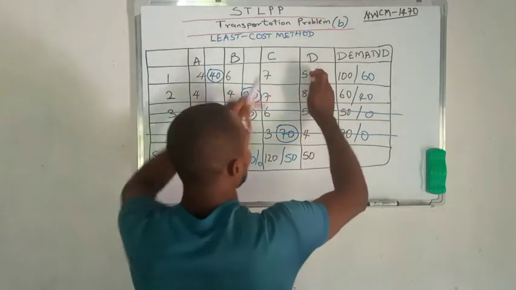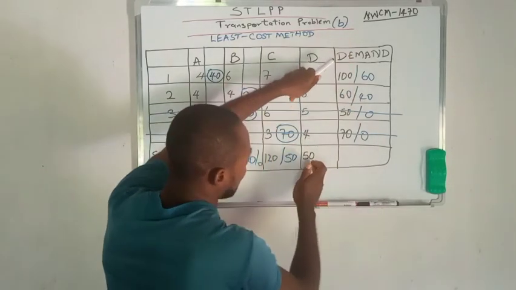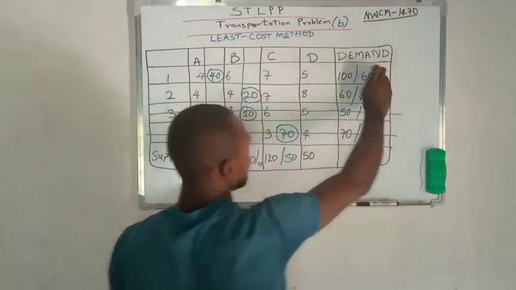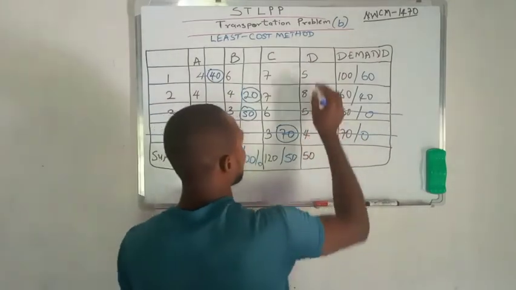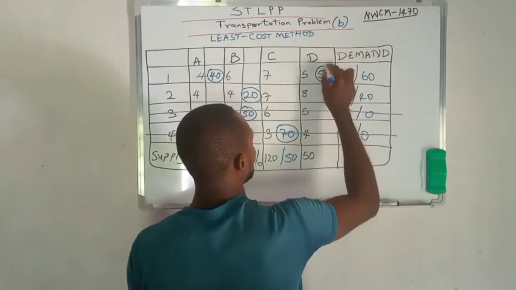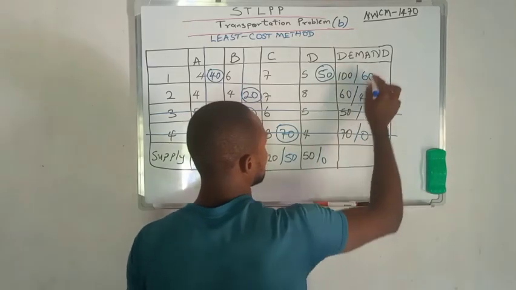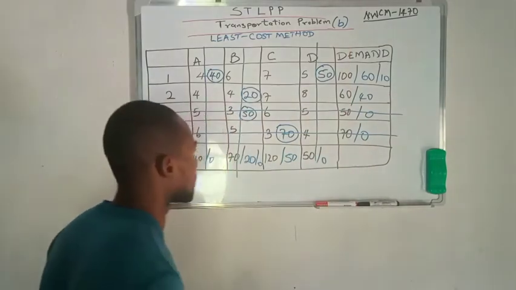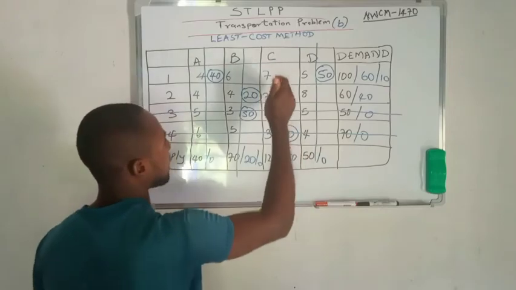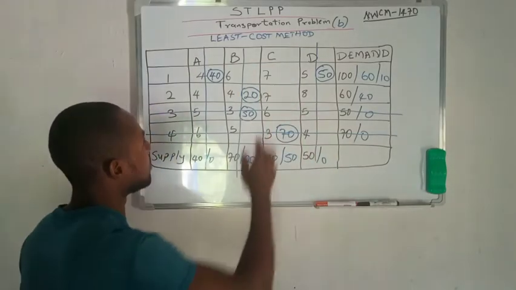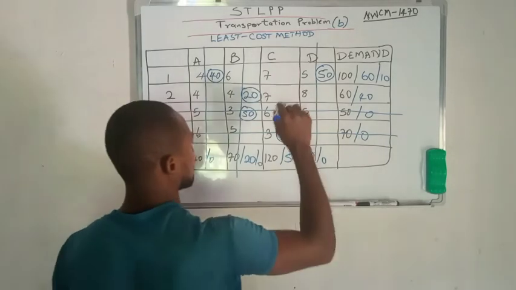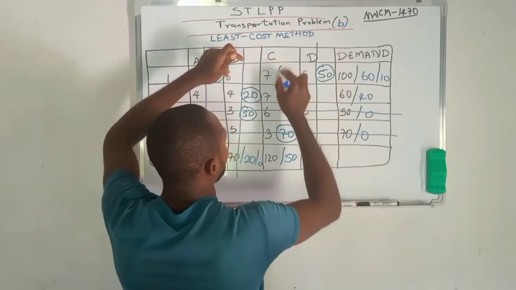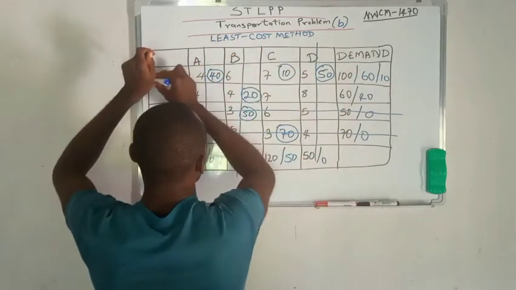Right here we have, under this, 50 in the supply unit, and they are demanding 60. So we give them the 50 that we have here. We have 0 remaining here, and we have 10 remaining here. So we'll take out this place because there is nothing left here. So what do we have left? We have just 7 and 7. So we'll pick any that we want because the 2 of them are equal. So let's just pick this, and then we'll have 50 here and we'll have 10 here. So we'll supply 10 to this place, and then this place is already exhausted, so rule it out.